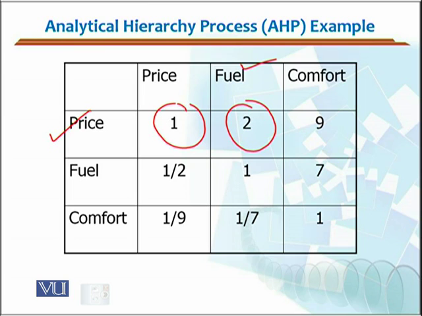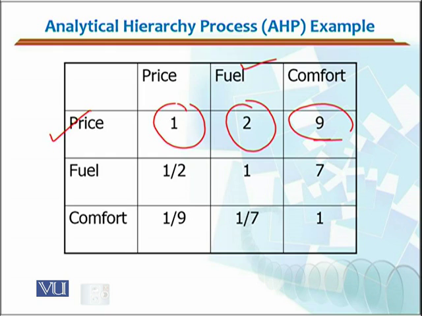than fuel. Similarly, the value is 9 for price to comfort. So price is altogether better than comfort. That means in a car, people would be looking more at the price than at the comfortability index or comfortability value.